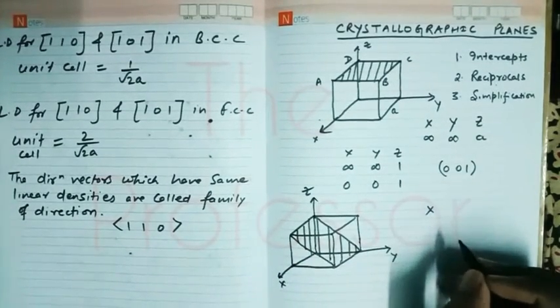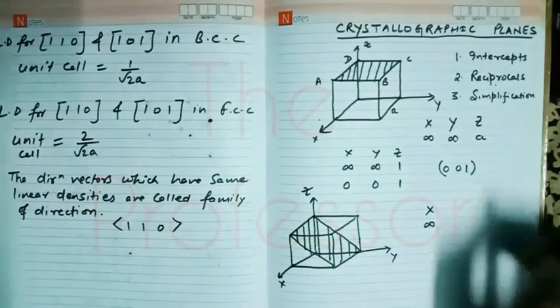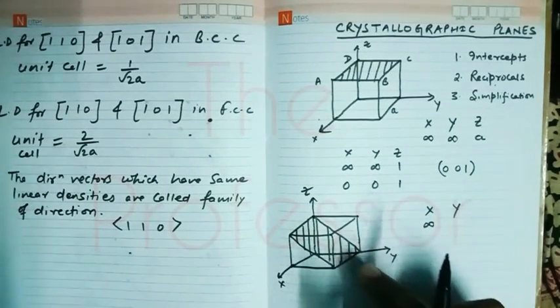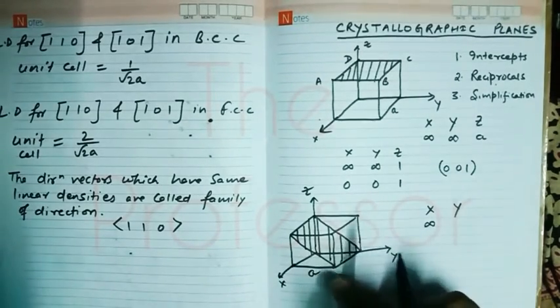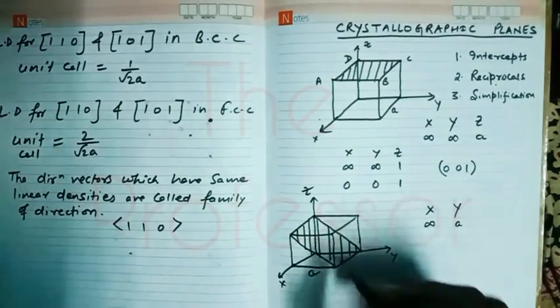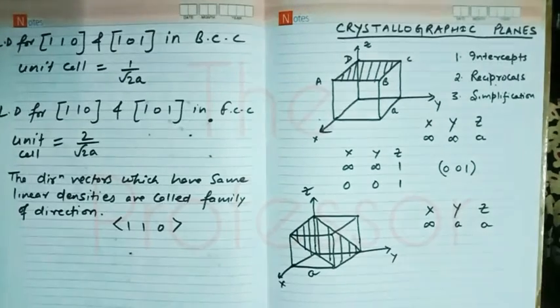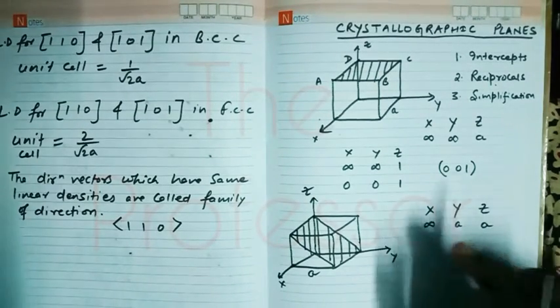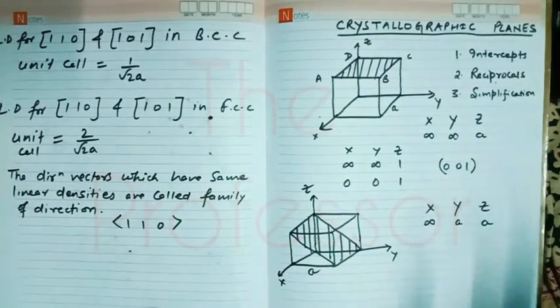So what is the intercept made by this plane on x-axis? It is infinite. Now what is the intercept made by this plane on y-axis? If the edge length of this cube is a, the intercept made by this plane on y-axis is equal to a. What is the intercept made by this plane on z-axis? It is again equal to a. So we have found out the intercept made by this plane on x, y and z axes.